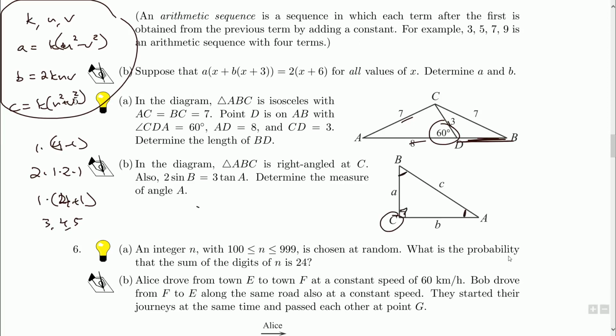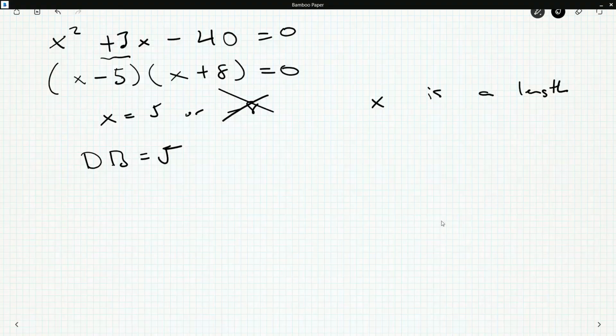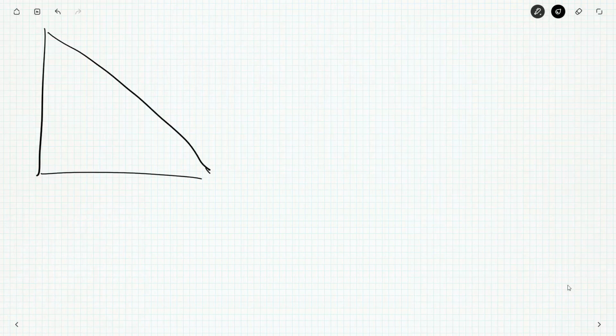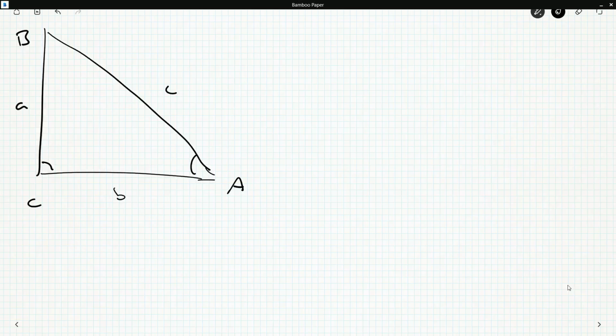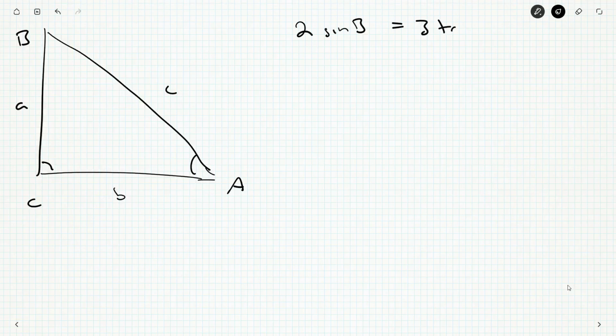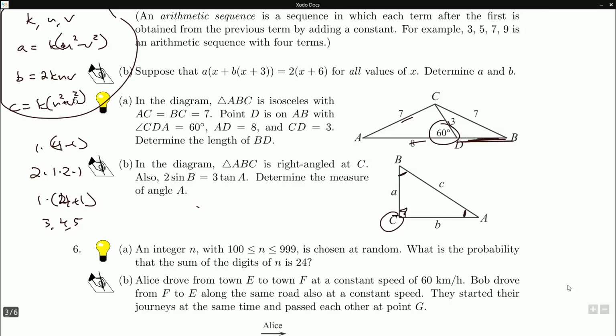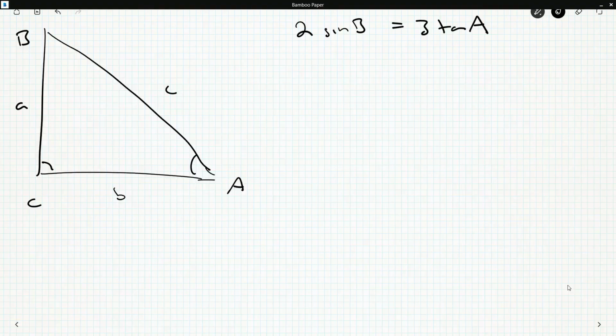Okay, let's copy things into our notebook. I'll give myself a brand new piece of paper. So we've got C here, B I'm pretty sure is here, A is here. We want the angles at A, C, and B. Let's make sure I have the letters right. Yep. Then 2 sine B is 3 tan A. All the relevant information is copied.